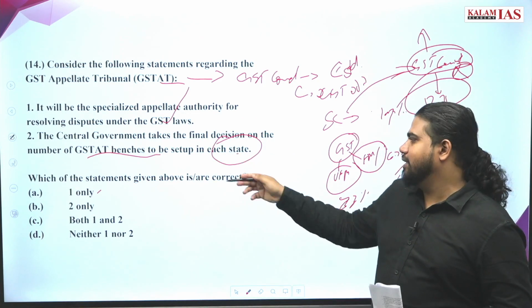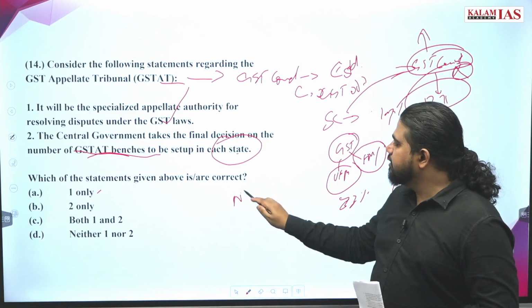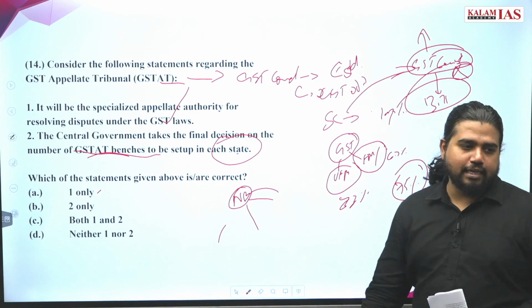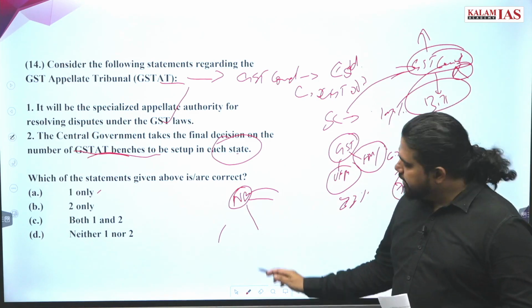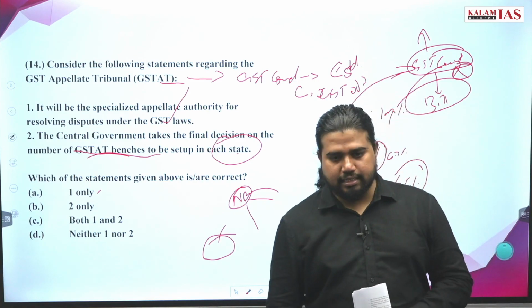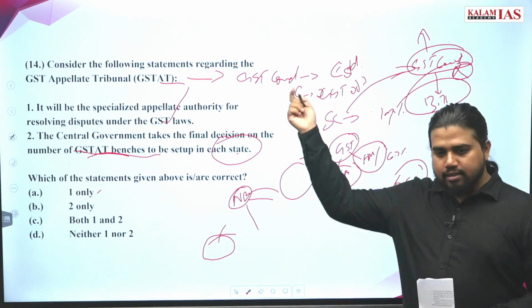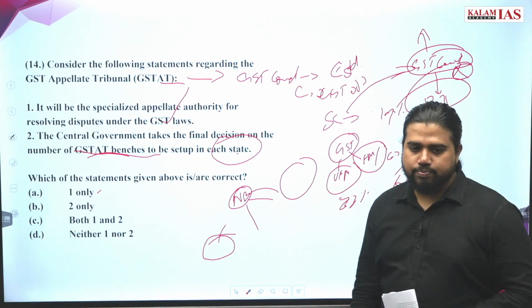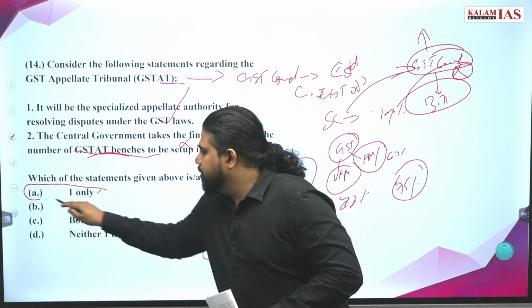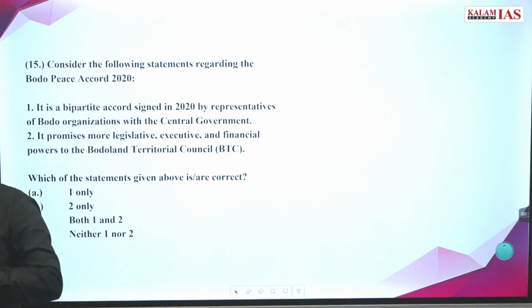The GST Appellate Tribunal has a central bench at New Delhi. Then, depending on the GST Council, taking permission from the GST Council, a state can decide how many branches it needs to establish within each state. For the Northeast, two or three states can combinedly form one GST Appellate body also. The second statement is incorrect. The answer here is A, 1 only. Answer the 15th question first.